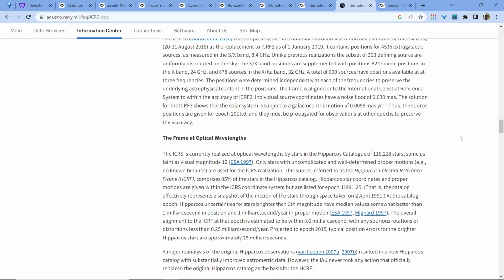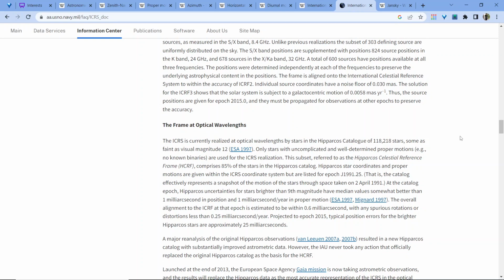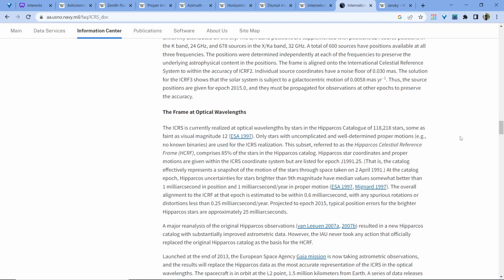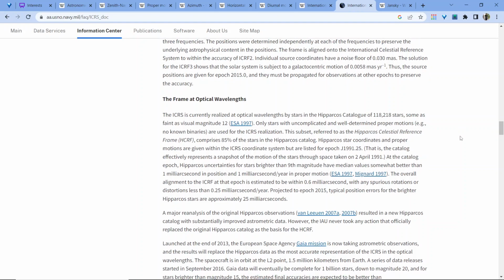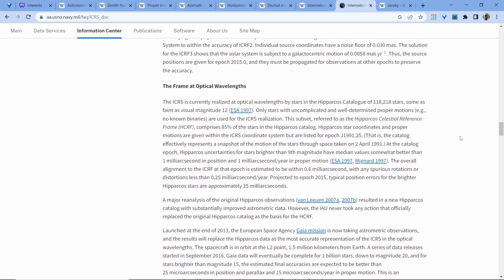That is, the catalog effectively represents a snapshot of the motion of the stars through space taken on 2 April 1991. At the catalog epoch, Hipparcos uncertainties for stars brighter than ninth magnitude have median values somewhat better than 1 milliarcsecond in position and 1 milliarcsecond per year in proper motion. The overall alignment to the ICRF at that epoch is estimated to be within 0.6 milliarcsecond, with any spurious rotations or distortions less than 0.25 milliarcseconds per year. Projected to epoch 2015, typical position errors for the brighter Hipparcos stars are approximately 25 milliarcseconds.